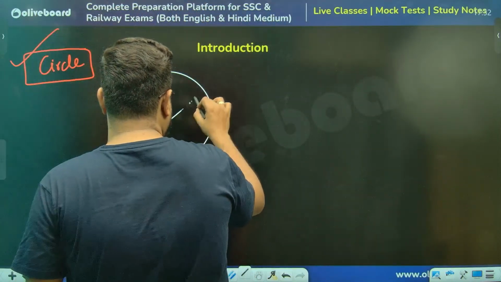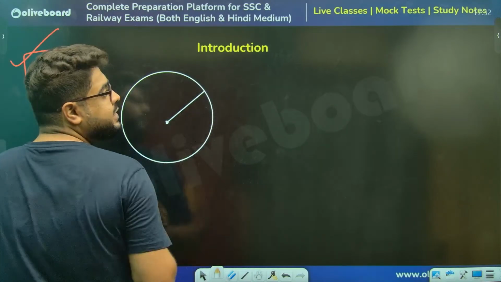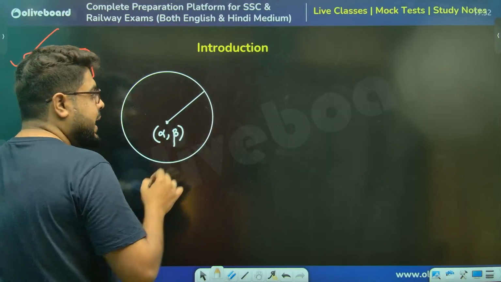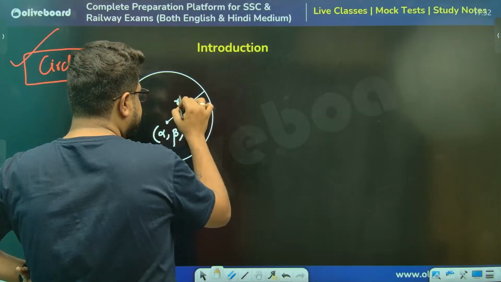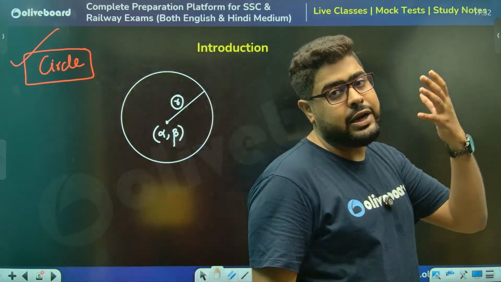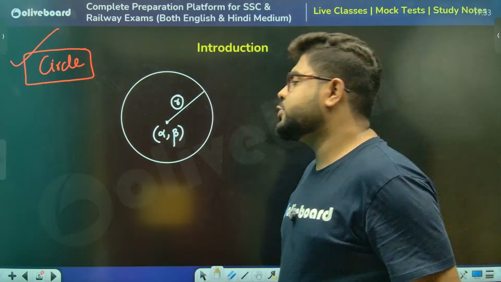One is the coordinate of the center, let's call it alpha comma beta. And the length of the radius, we can call it r, or in some books someone might call it a, small a. Whatever the situation.